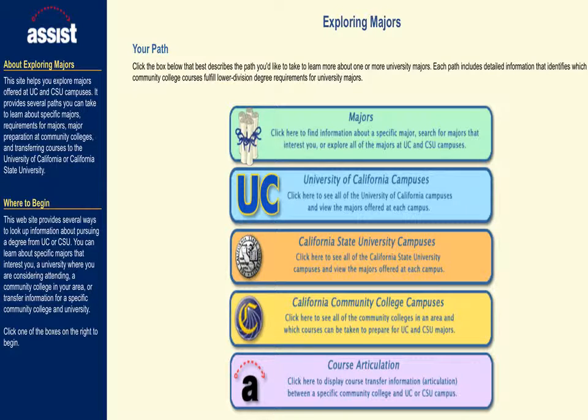So this is what you would see after you chose the Explore Majors option. To briefly explain what we can do here, there are many different options you can choose from. First, you can look at the majors. You can look at the UC campuses, you can look at the CSU campuses, you can look at different community colleges, and of course you can look at the course articulation. From here, it is really easy for students to navigate and do more research to help them choose the path that they would like to go on in starting their educational careers.